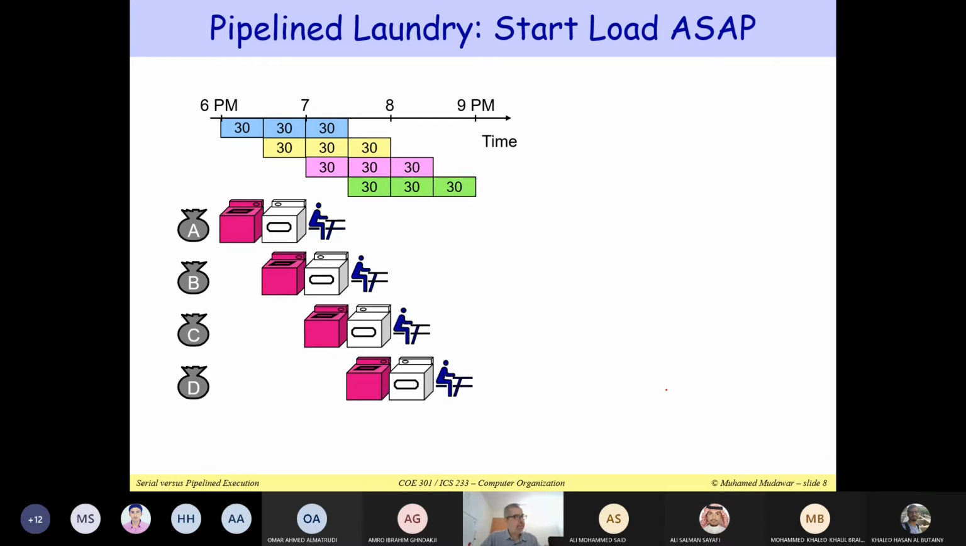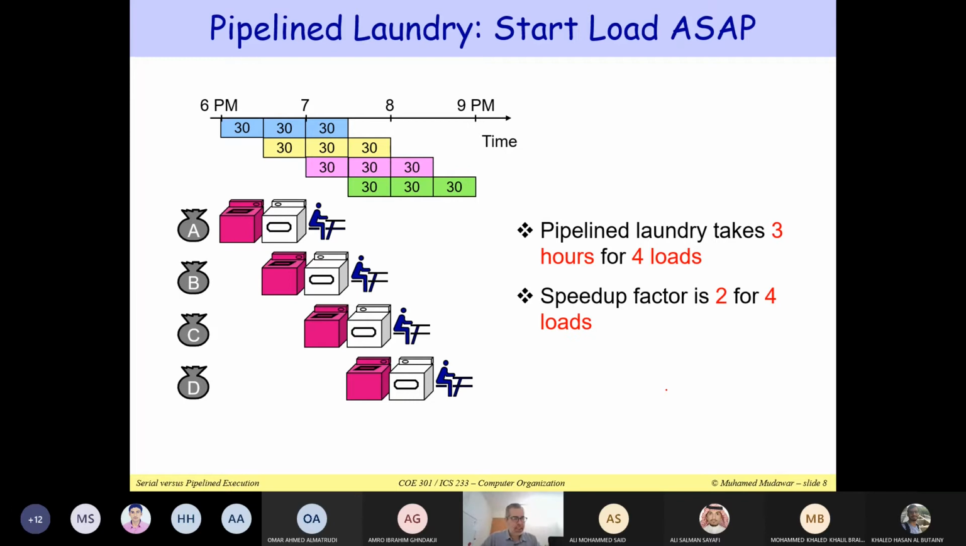you can finish at 9 p.m. So therefore, we have reduced the total execution time from 6 hours to 3 hours. And therefore, we have achieved a speedup. The speedup factor is equal to 2, because if you divide 6 hours by 3 hours, you get a speedup factor of 2. So definitely pipelining is much better than serial execution. Okay?